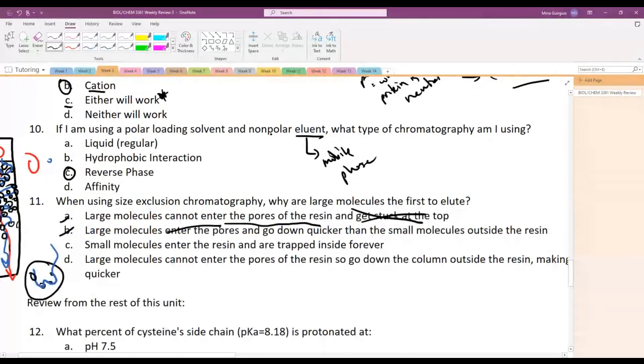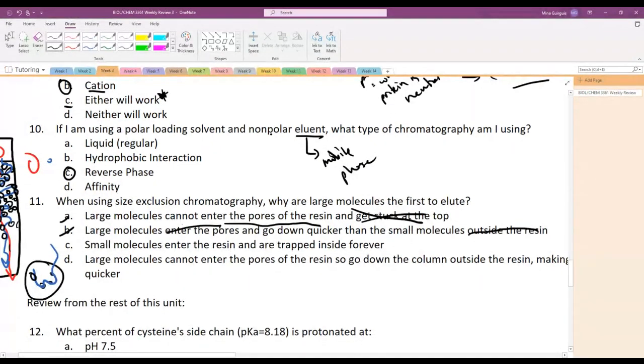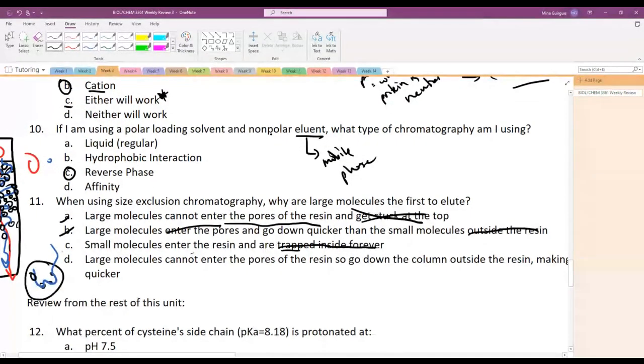Large molecules enter the pores. They do go down quicker, but they go down quicker because they're outside the resin, not inside. Okay. Small molecules enter the resin and are trapped forever. Not true. Small molecules do get out, just slower. And finally, D, large molecules cannot enter the pores of the resin, which is once again true. And so they go down the column outside the resin, which is quicker.